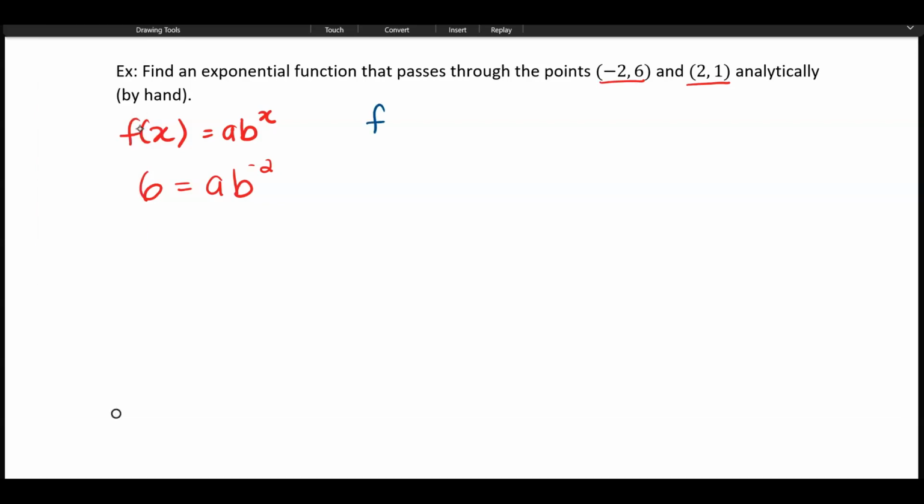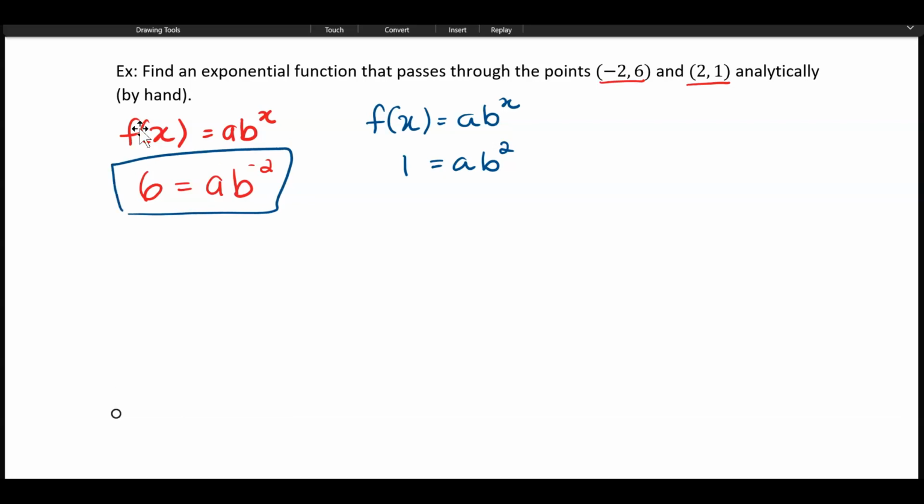Our next function is going to be, again, we're going to use the same form, except now we're going to plug in 1, and we're going to have a, b to the second power. So we're going to use the first equation, right, to solve for a in terms of b.